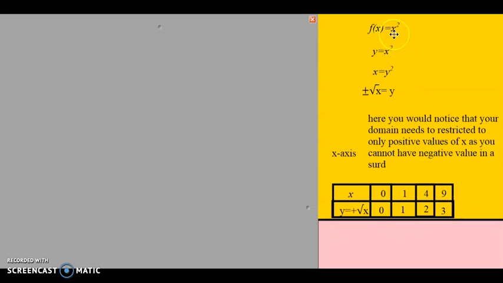Can you already see what the values will be for x squared? 0 will be 0, 1 will be 1, then 2 will be 4, if my x value is 2, and if my x value is 3, I will have 9.